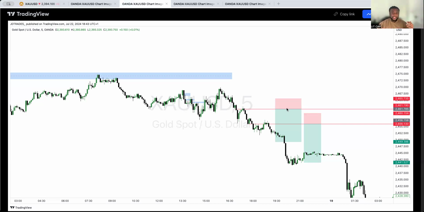For me personally, because this is gold, I usually go with a 40 pip stop. I would always recommend you guys go with a 40 pip stop. There's no real reason for you guys to not give gold a chance to breathe. Gold is a pair that moves a lot, so you need to give it the respect it deserves.